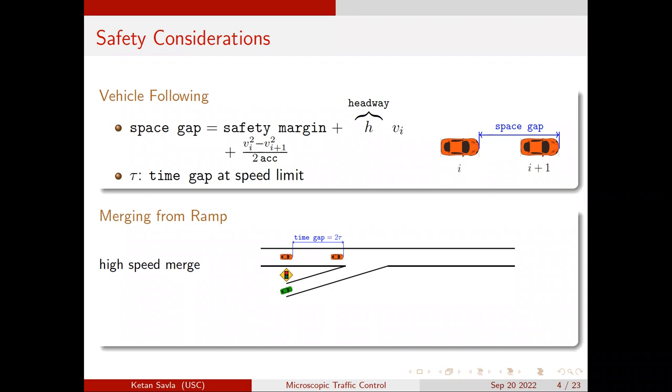So, and here it's important to distinguish between high speed merge and low speed merge. By high speed merge, I refer to scenarios where you could merge at the speed limit. This would happen, for example, when the ramps are long. And so the safety considerations in that case, assuming that all the vehicles on the main line are traveling at the speed limit, and if there's a gap of two tau, right? So two times the minimum gap they would maintain if they were traveling at the speed limit. So if the gap observed on the main line is at least two tau, then a vehicle waiting at the ramp could join it safely somewhere in between, if it could merge at the speed limit.